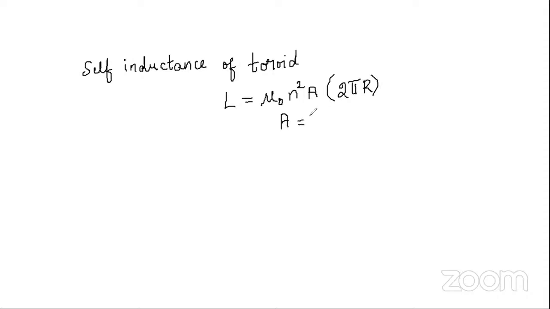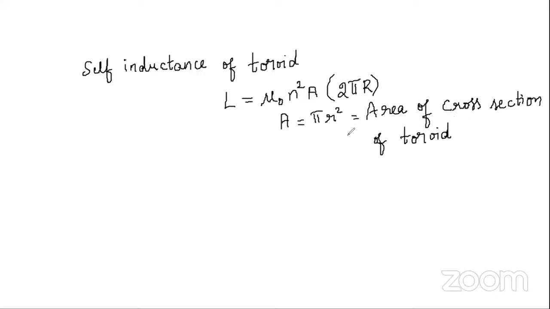A is nothing but pi r square, that is the area of the toroid or area of cross section of the toroid, and r is nothing but the radius of the toroid. This is the expression for self-inductance of toroid.